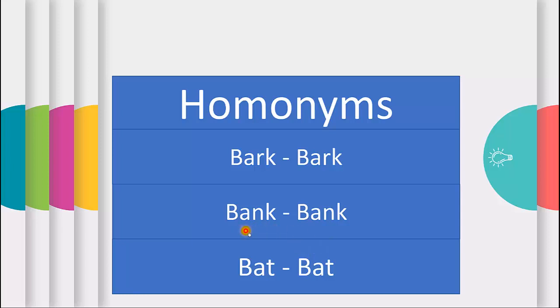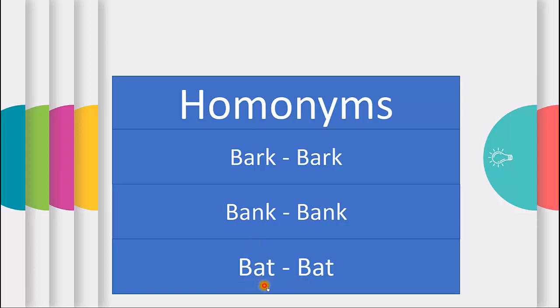Now the second one, bank. This bank you could use when you want to say something like, my father went to the bank to transfer some money. And the other bank you could use when you want to say something like, the man went fishing near the river bank. Now the third example of our homonym is bat.